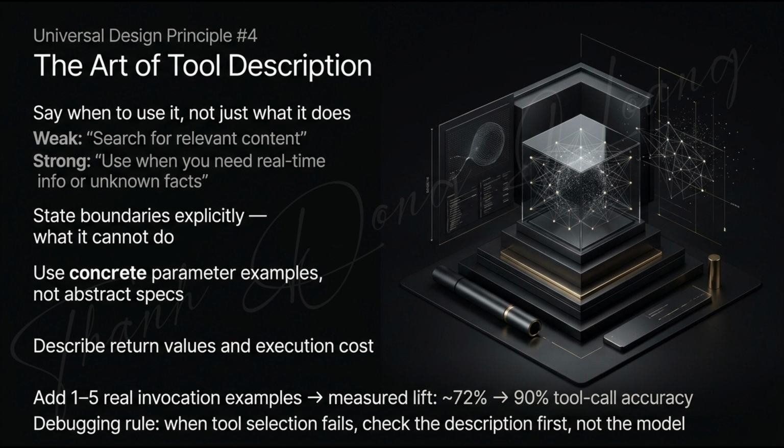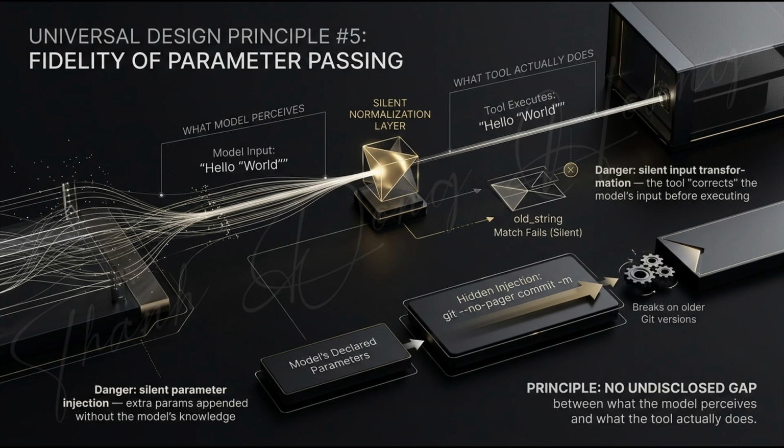Use concrete examples for parameters instead of abstract format names. Describe what gets returned and how expensive the call is. And add a handful of real invocation examples. In some benchmarks that alone lifted accuracy from around 72% to 90%. If a model keeps picking the wrong tool, check the description before you blame the model.